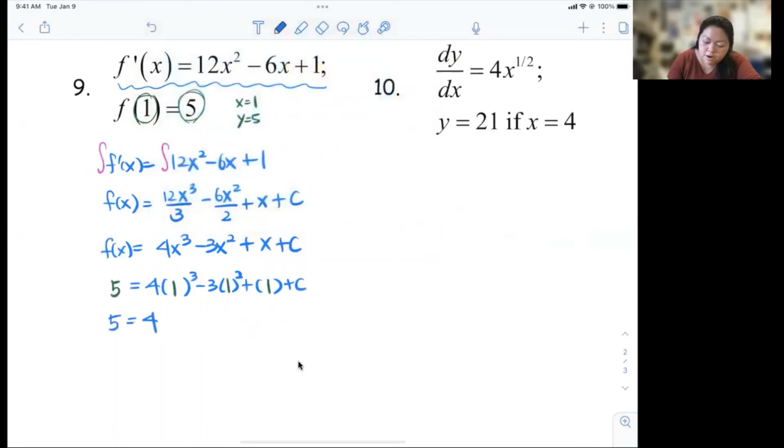5 equals 4 minus 3 plus 1 plus c. That's 5, 4 minus 3 is 1. 1 plus 1 is 2. 2 plus c. c equals 3.